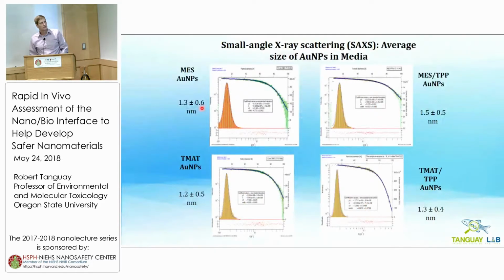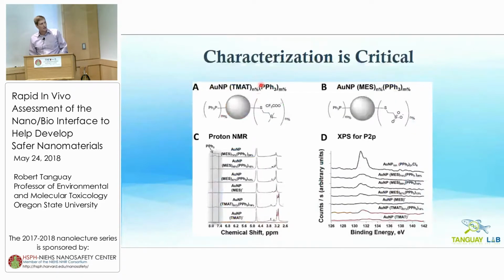This kind of shows you the size. So you guys can really make these really tight. Distributions are tight. Sizes are confirmed. And then the functionality, the other characterization methods for looking at the ligands. But if you really think that there might be an influence of surface defects, you need to be able to synthesize them with a precise degree of defects and then characterize them.